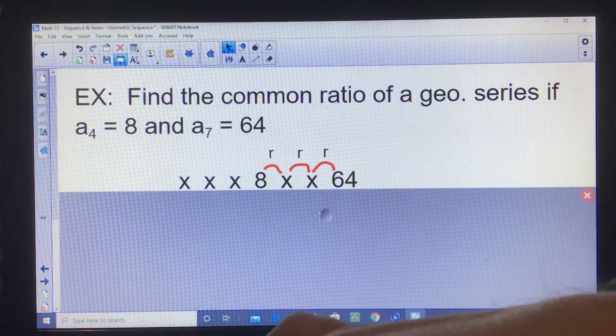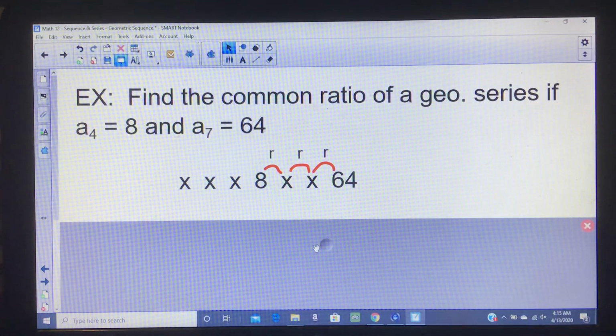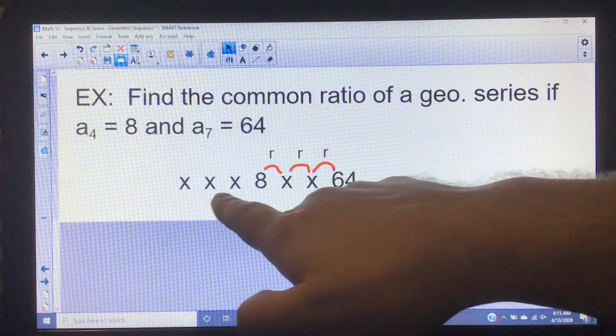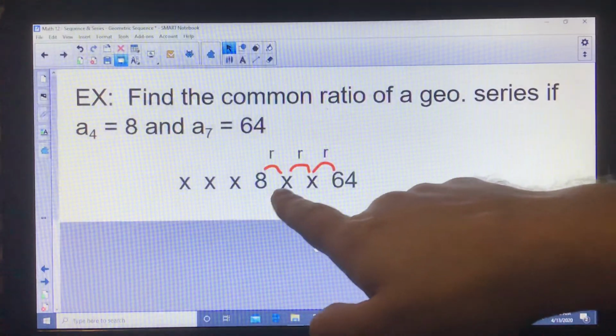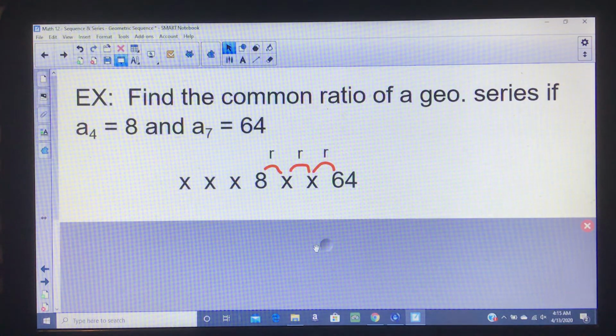And here's how you come up with it, just so you have an idea of where it comes from, because the formula looks a little weird, but hopefully this will show you why it is the way it is. These x's are just representing the unknown term. So there's term 1, term 2, term 3. Here's term 4, which is 8. And then I don't know 5, I don't know 6, but I do know term 7. So how do I figure out what the common ratio is?